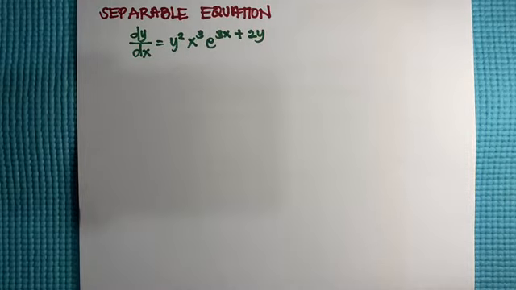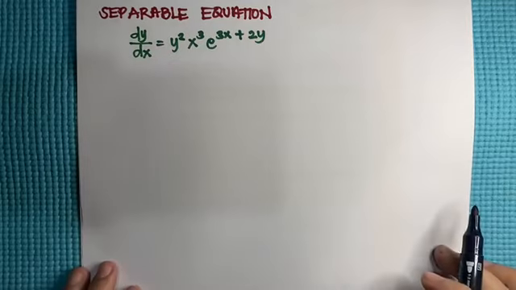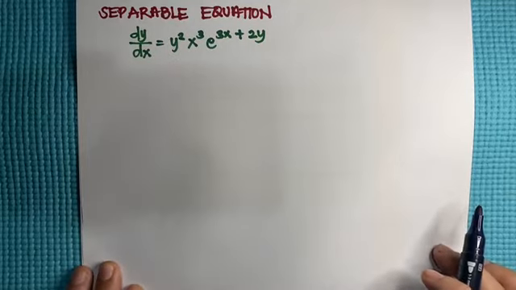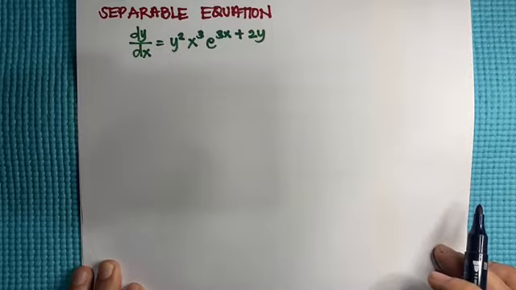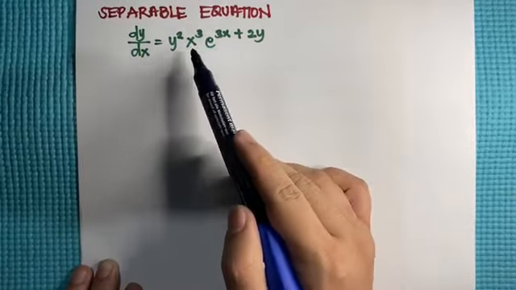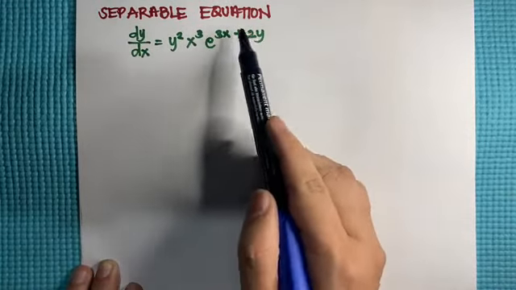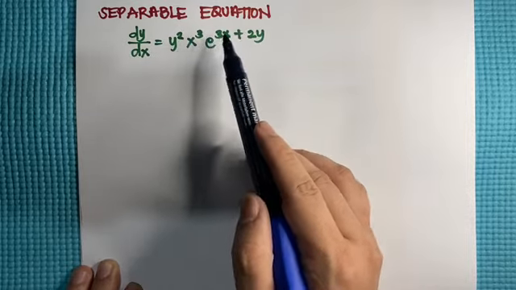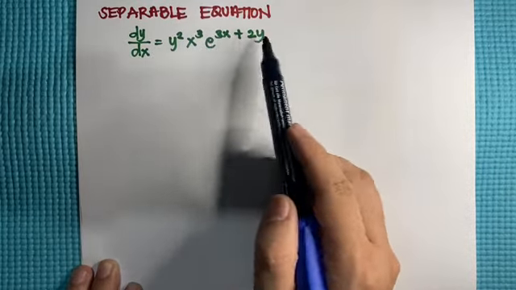So to give you an example, let's have this type of differential equation. It's a first order differential equation wherein dy over dx is equal to y squared x cubed e raised to 3x plus 2y. This one is a separable equation because, as you can see here, there is a product of two functions, the function of x and the function of y. However, for the exponential function, there is a combination of x and y.